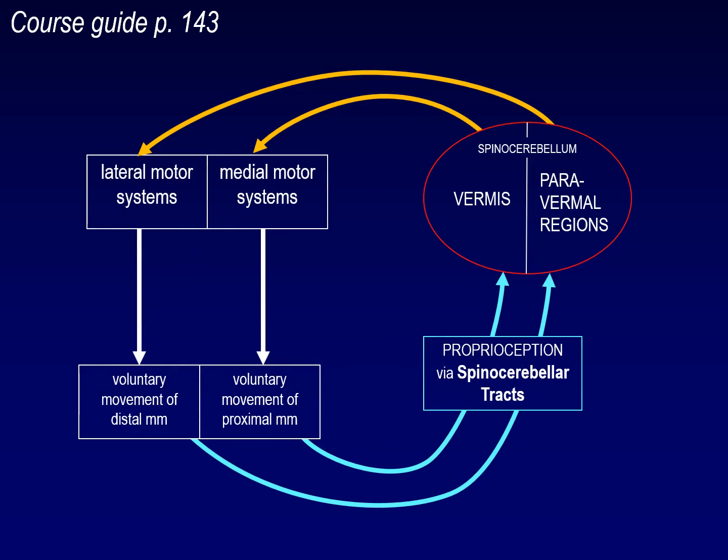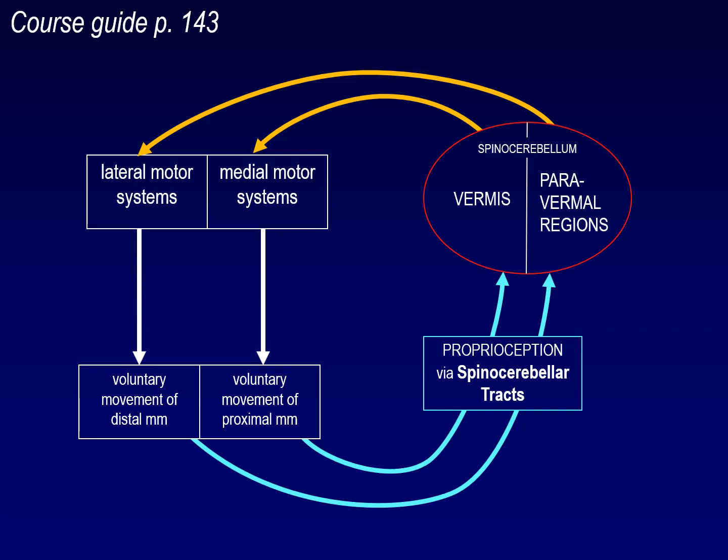This is the same diagram, just split out like that. Okay, I've got the vermis influencing the medial motor systems, giving rise to movement in the proximal muscles and the axial muscles. And I've got the paravermal regions now influencing the lateral motor systems, influencing the voluntary movement in the distal musculature. The information that comes back to the spinocerebellum, this unconscious proprioception, is going to arise via sensory pathways called spinocerebellar tracts. There's going to be a lab very shortly that's going to talk about these guys.